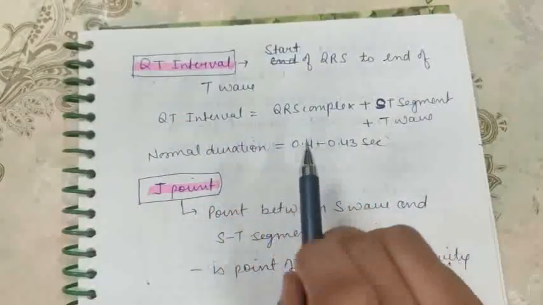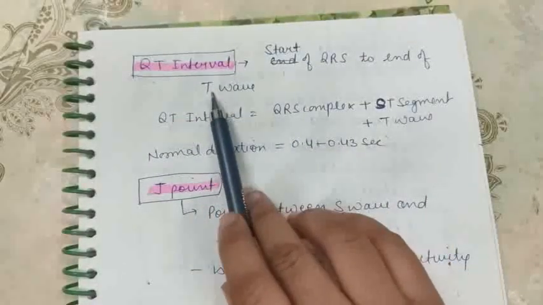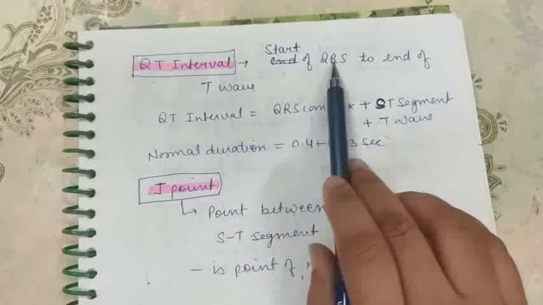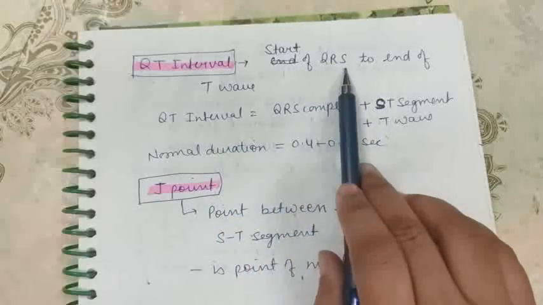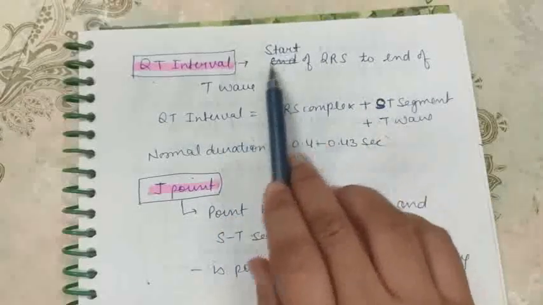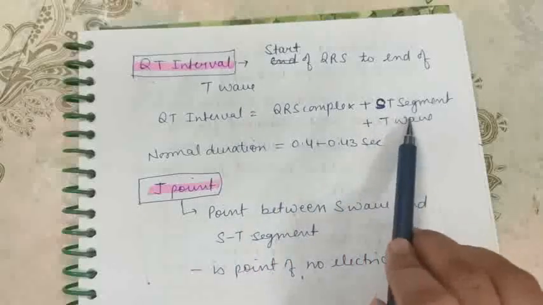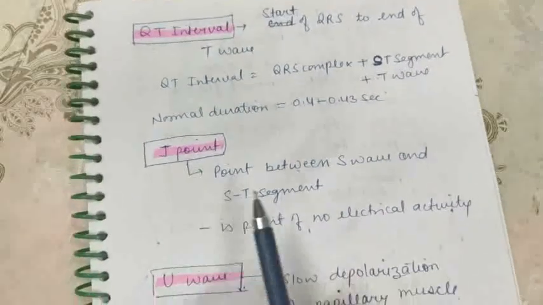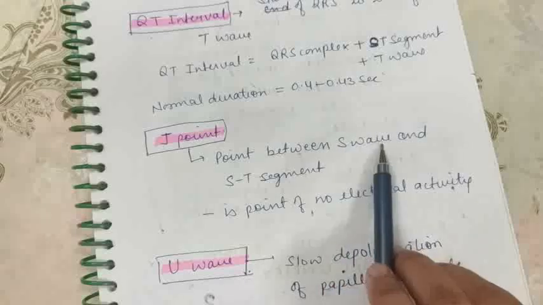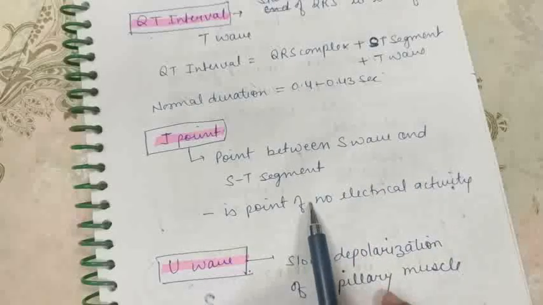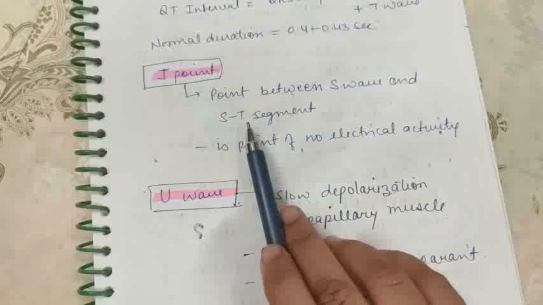Then is QT interval. So you have to include the start of QRS complex to end of T wave. So 2 waves plus 1 segment you have to include here. J point is basically the point between S wave and ST segment. So this deflection is basically J point, the point of no electrical activity.